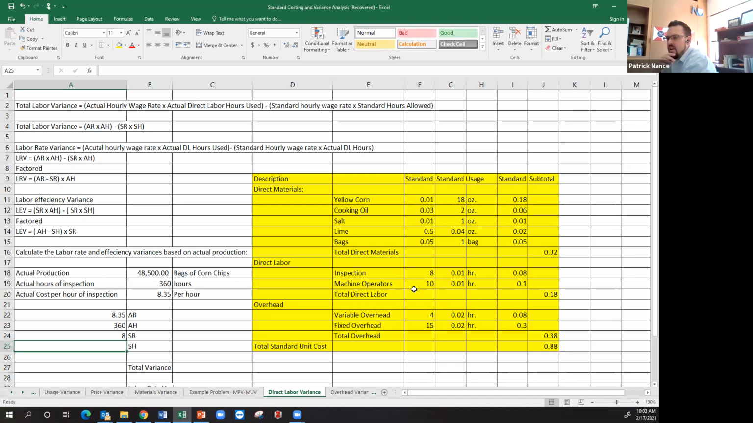here, I'm actually going to have to figure out how many hours I should have spent based on my standards. I can't just take 0.01 here because that won't give me the right amount, because my actual hours were total hours based on volume. So for my standard hours, I've got to take the 0.01 hours of inspection times the bags of corn chips that were produced. So 485 would be my standard hours. Then I've got all those, so I can plug this into the formula.